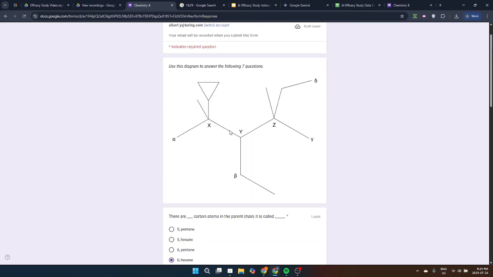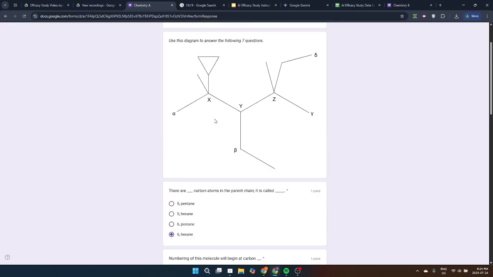So alpha and delta. 1, 2, 3, 4, 5, 6. 1, 2, 3 versus 1, 2. It's going to be 2. Oh, wait, hold on. Is it 1, 2, 3, 4, 5, 6 or counting from the other end? No, it can't be. You can't just cut out.